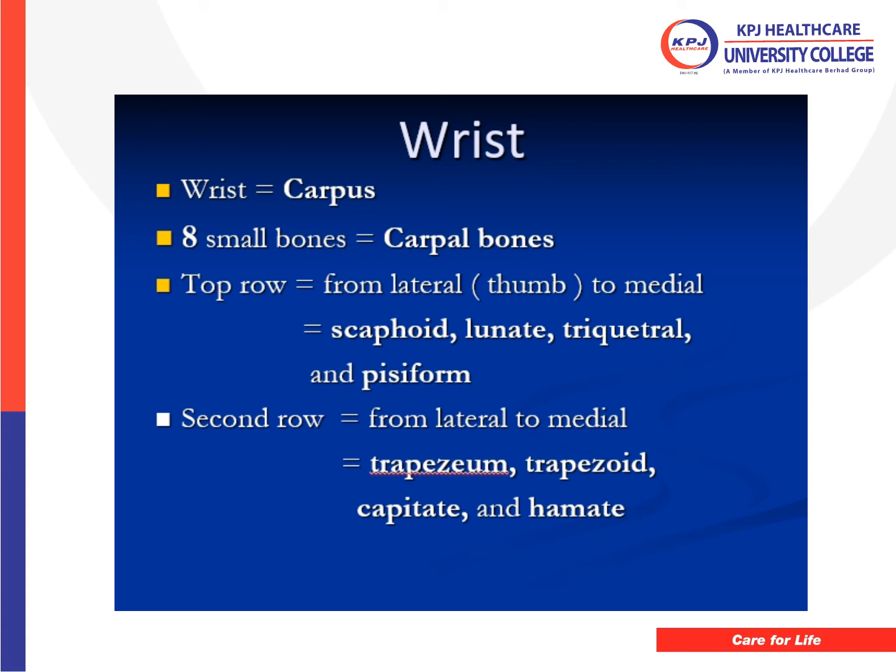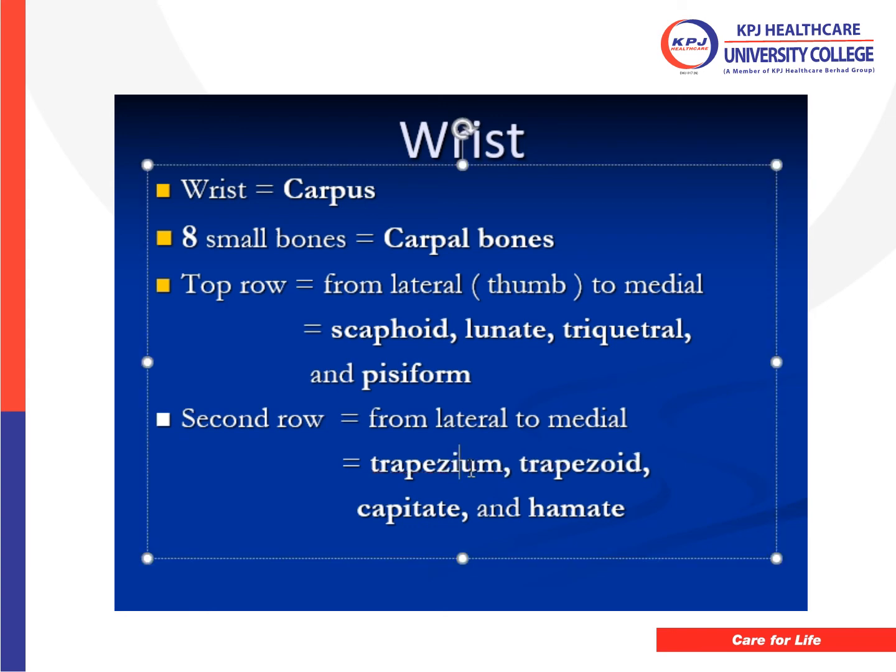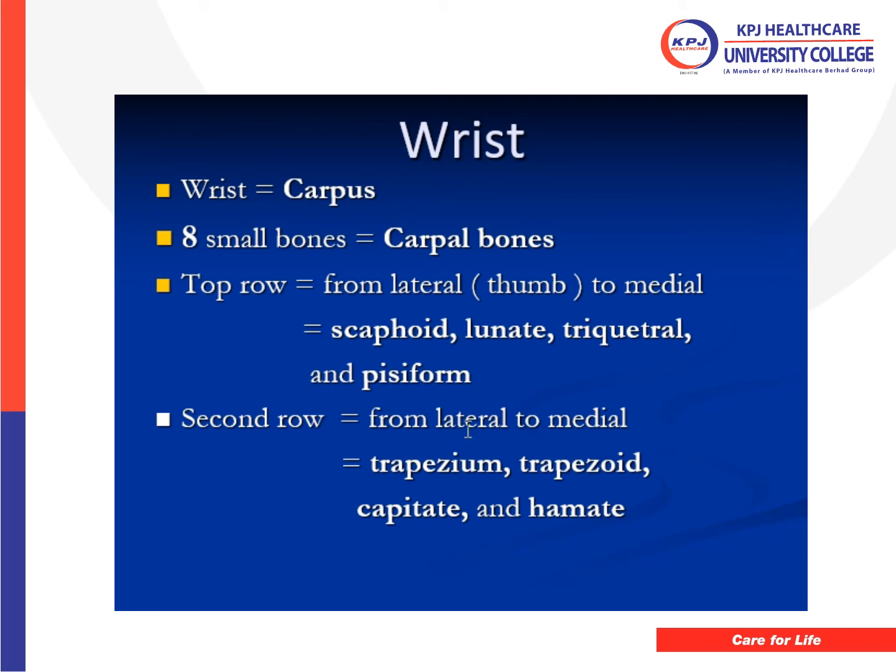The top row, from the lateral side starting from the thumb, the one closest to the thumb is the scaphoid, then moving medially. The scaphoid is the largest of all the carpals. Then lunate, triquetrum, and pisiform. The second row from lateral to medial is trapezium, trapezoid, capitate, and hamate.